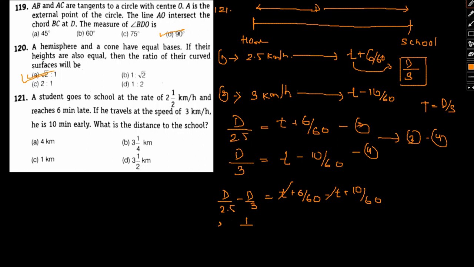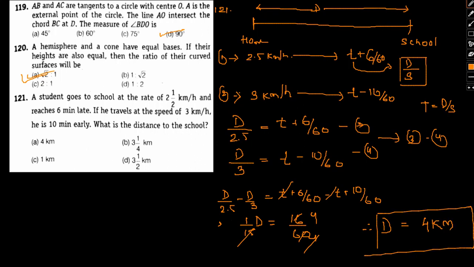This comes out to be 1 by 15 d, because 3 minus 2.5 is 0.5 by 7.5, that is into 2, 1 by 15. Okay, and this comes out to be 16 by 60. 15 4s are 60, 4 4s are 16. So therefore d turns out to be 4 kilometer. Okay, option A will be our answer.